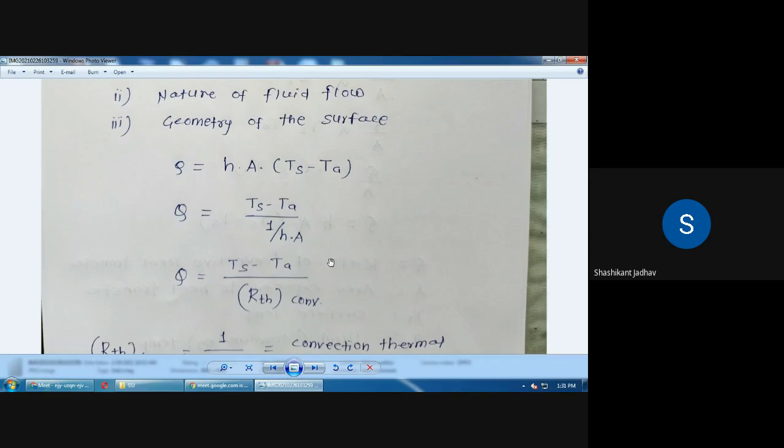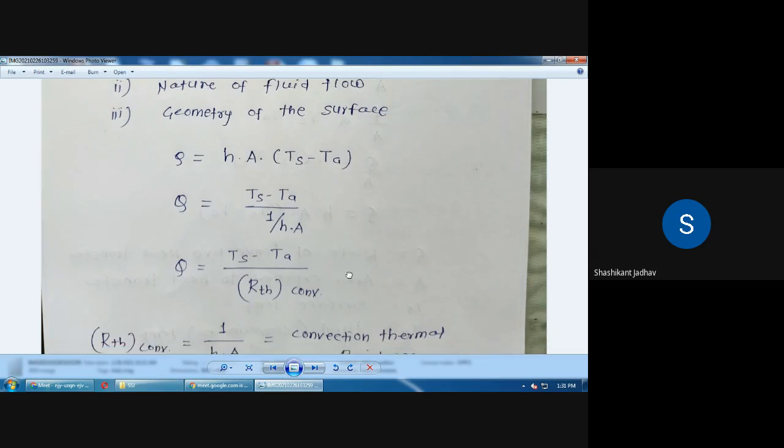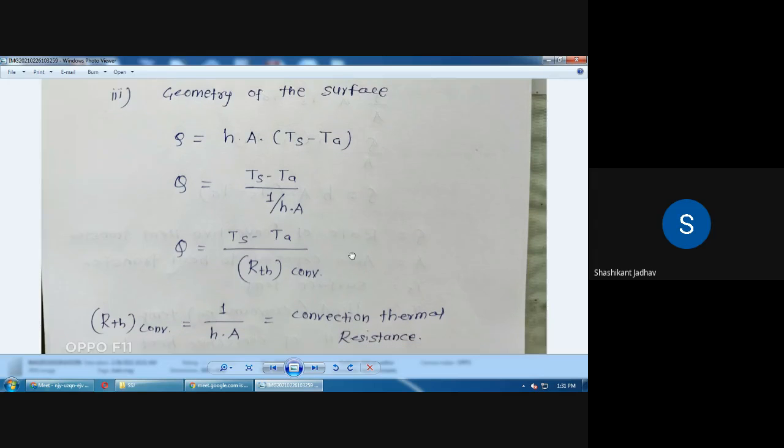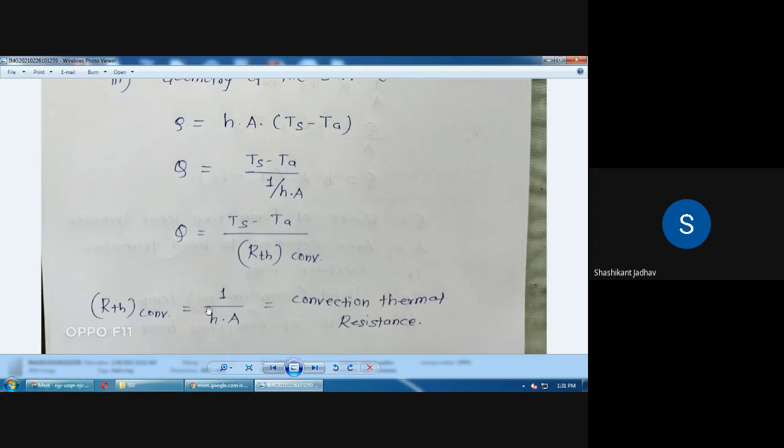Write down Q is equal to Ts minus Ta divided by thermal resistance of convection. Thermal resistance of convection is equal to what? 1 upon HA. This denominator factor is nothing but resistance. So write down thermal convection resistance is equal to 1 upon HA.